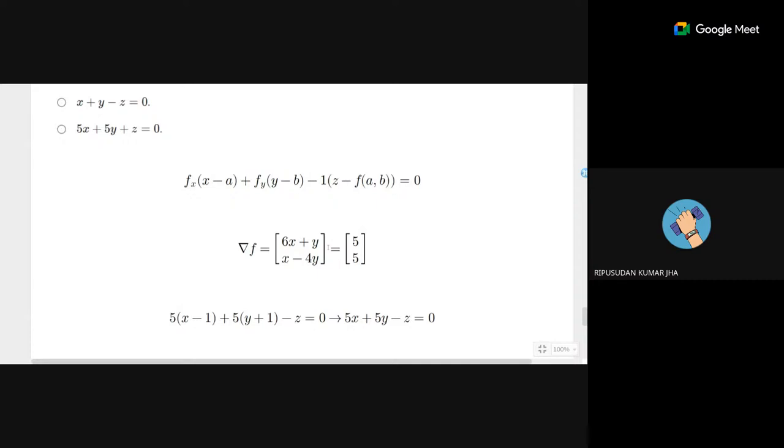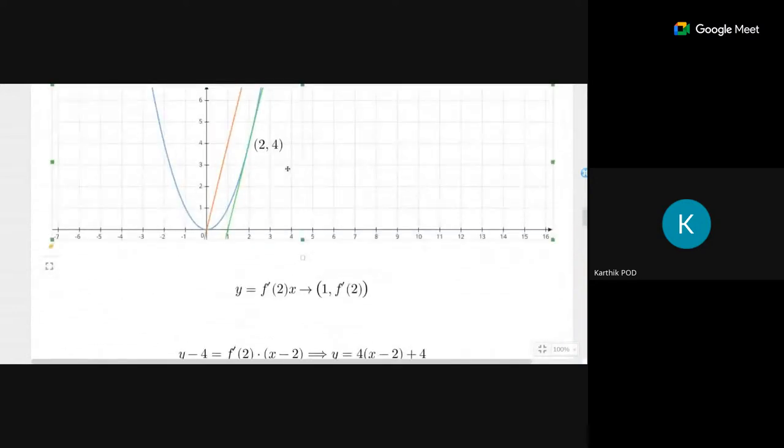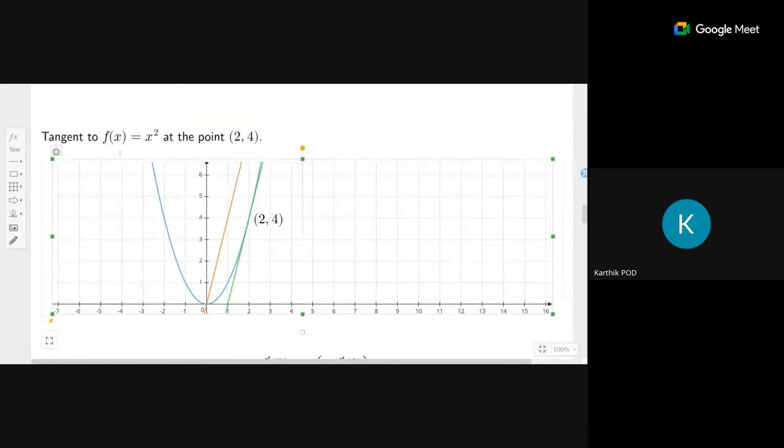It is the same concept as in Maths 1. So this is a linear approximation. The line here is a linear approximation to x square at the point (2, 4). So the tangent line at (2, 4) is a linear approximation to x square. Why is it linear? Because it's a line.